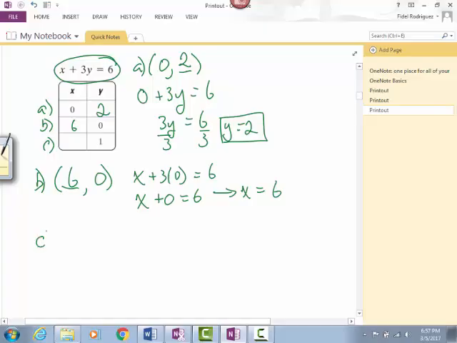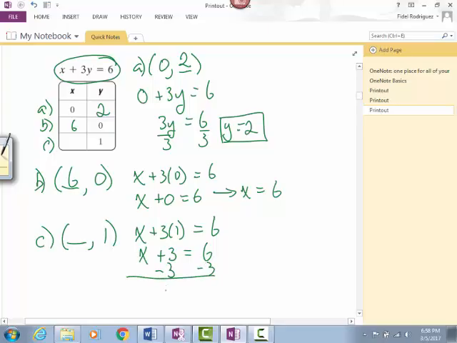All right, finally, in my part C, again, I don't know what x is, but we do know that y is 1. So we're going to take our equation, x plus 3 times 1 equals 6. So that's x plus 3 is equal to 6. When I minus 3 on both sides, we come up with x is equal to 3. So I'll put a 3 here and a 3 there.